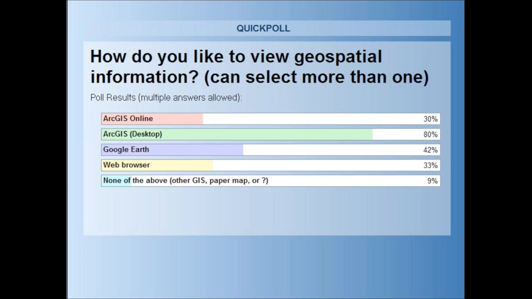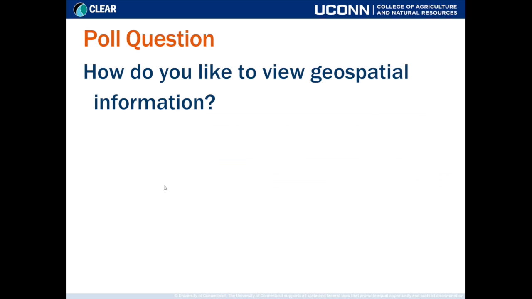I'm kind of surprised. We must have a fairly advanced audience here with 80% of you saying you like to use ArcGIS Desktop, which means you might have access to that, which is great. Google Earth was next, and then ArcGIS Online. No, let's see. The web browser beat out ArcGIS Online. So that's interesting. And those of you that said none or something else, maybe you can send me a message and let me know what that is. We try to make this as useful as we can for as many people as possible.